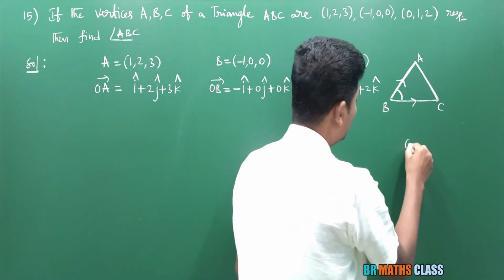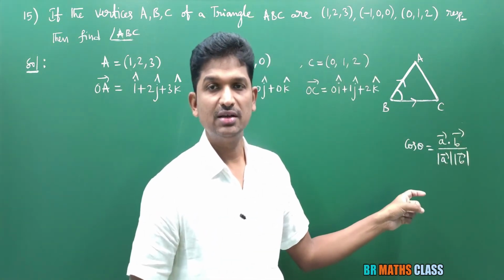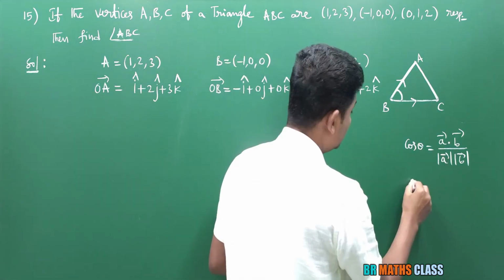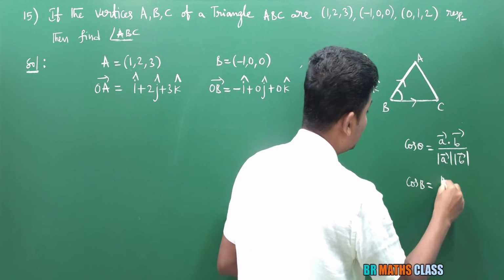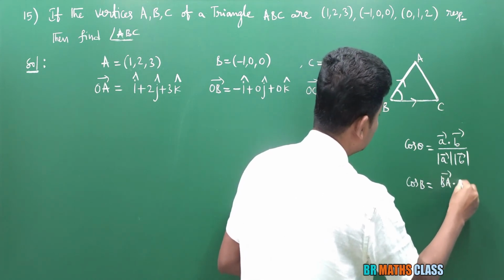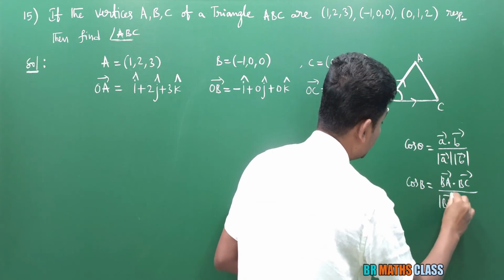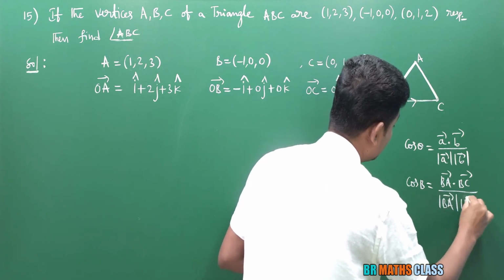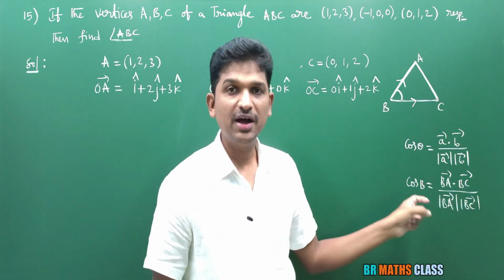As you know the formula for cos theta. What is the cos theta formula? This is the formula you learned to calculate the angle between vectors. Here, what is cos B? Cos B is BA bar dot BC bar divided by magnitude of BA bar into magnitude of BC bar. To calculate this angle B, I am going to use this formula.